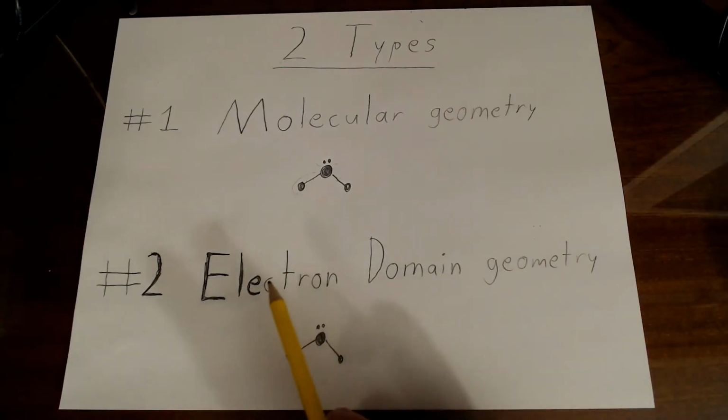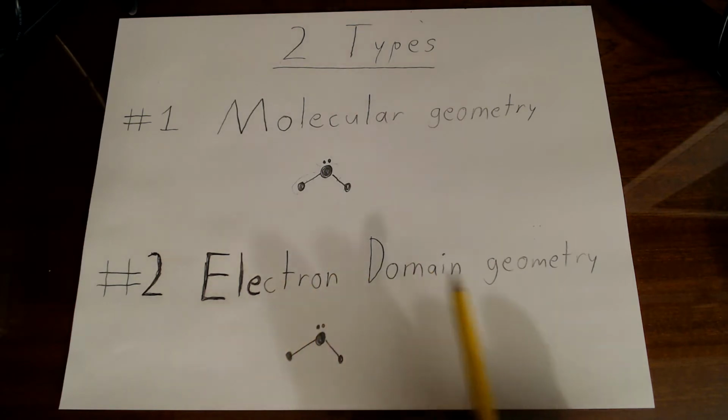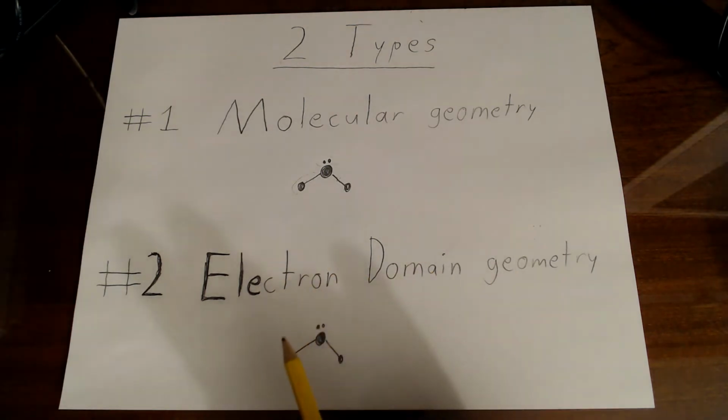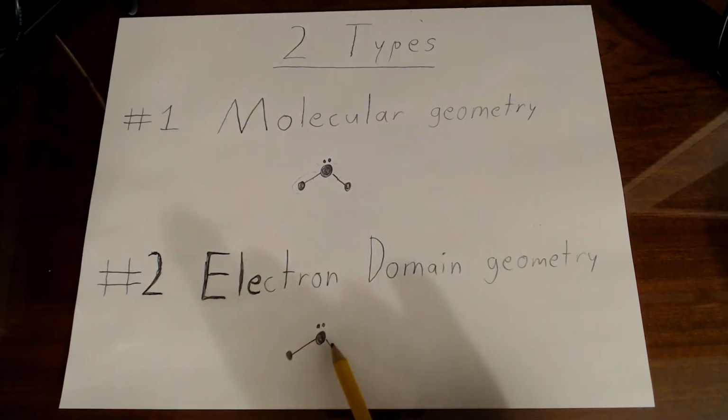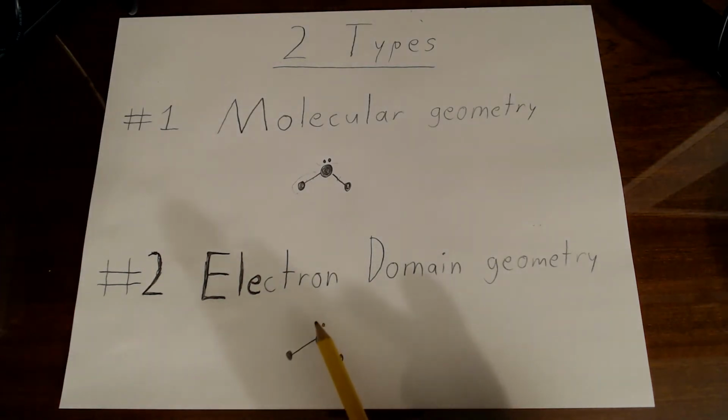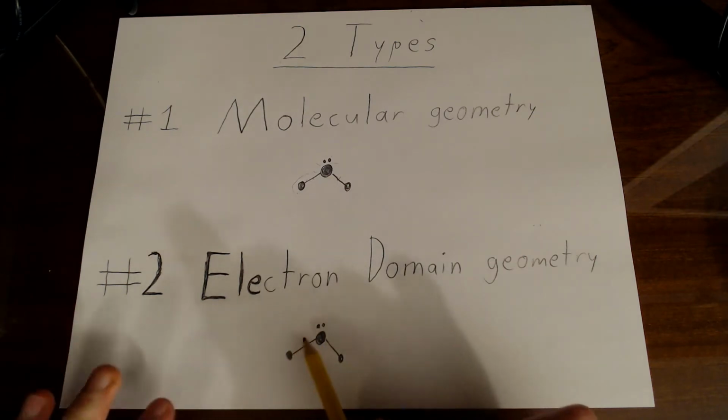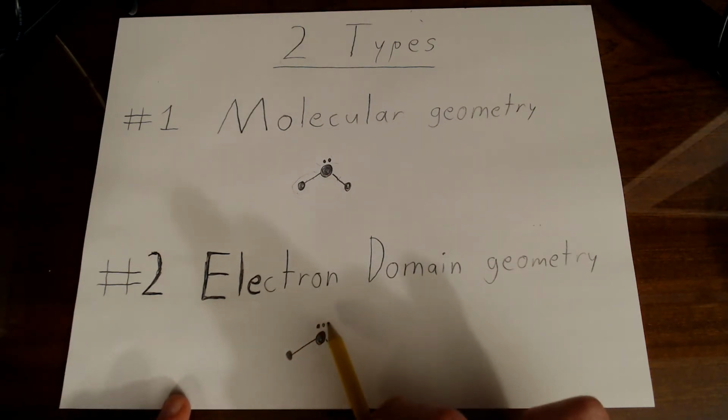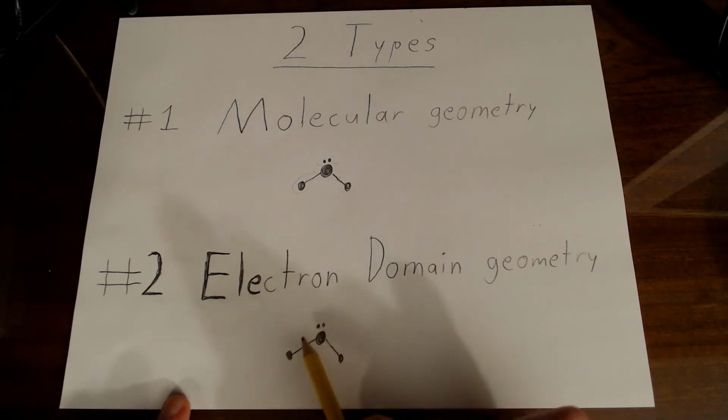The second type of shape is the electron domain geometry. This shape refers to the position of both bonded pairs and lone pairs relative to one another in a molecule, since both are types of electron domains. Remember, the lone pair of electrons and the shared pair of electrons are both types of electron domains.